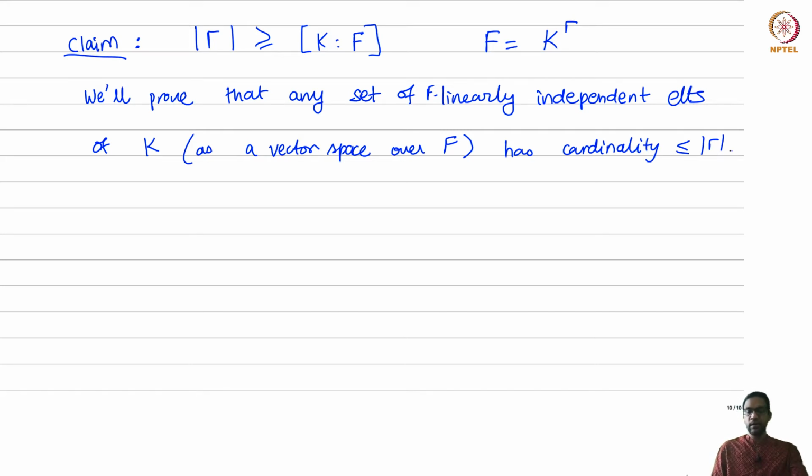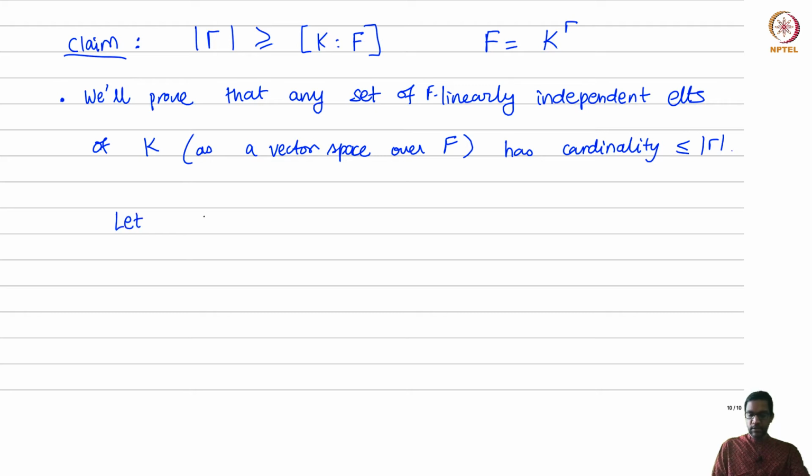Number one, that K over F is a finite extension, because otherwise there would be infinitely many linearly independent elements possible. Secondly, the dimension of this vector space is at most the cardinality of Gamma, because you just take a basis of this vector space, that's a set of linearly independent elements, and that can have cardinality at most that of Gamma. Okay, so let's try and prove this statement.